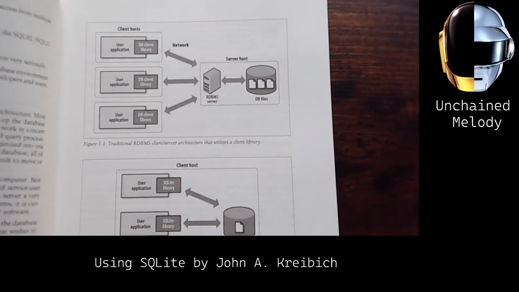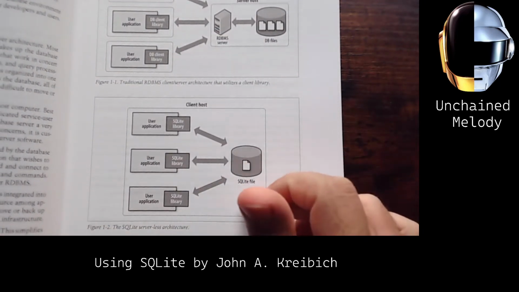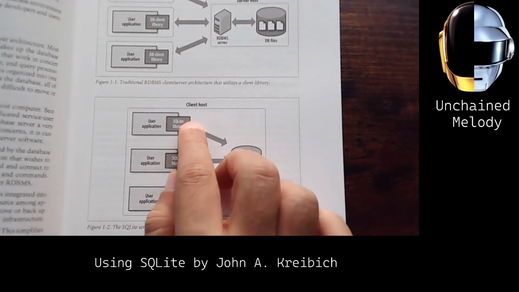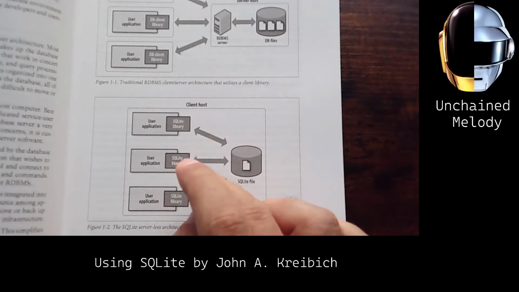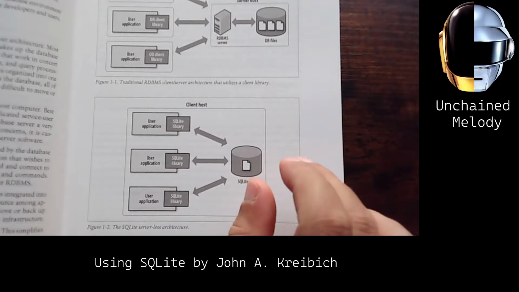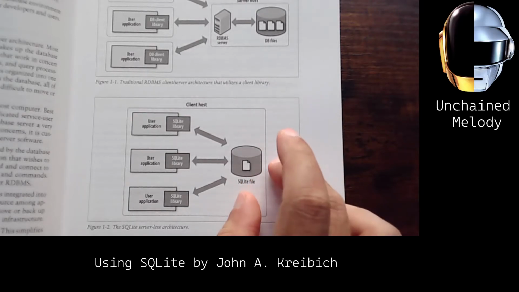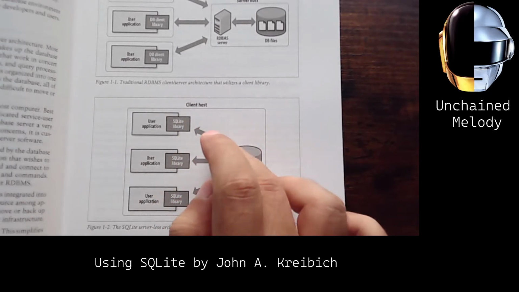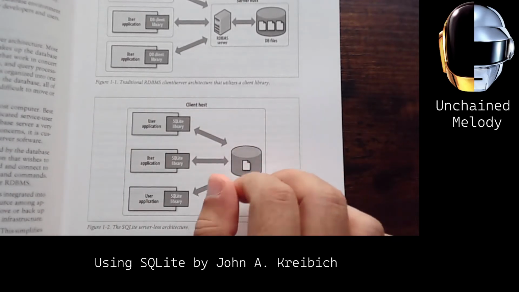So this becomes quite simplified in the SQLite interface, where everything happens within the client host. You have a user application which has a SQLite library, and there are multiple such applications, and then you have a single SQLite file which acts as your database source of truth. And all of them can connect to that. And this coordination is the only thing that you need to maintain in the client itself.